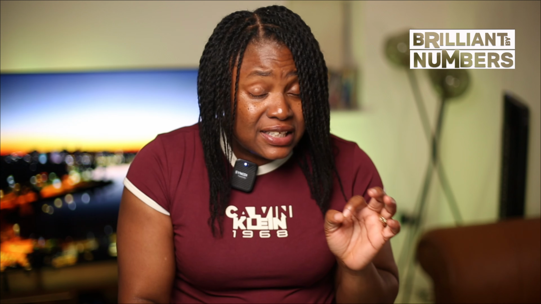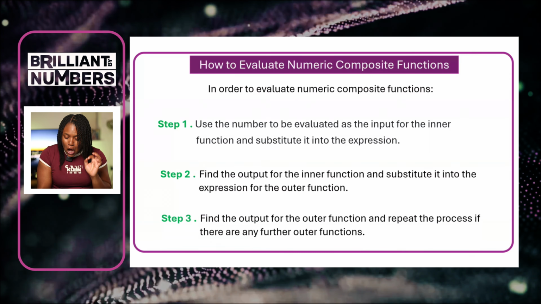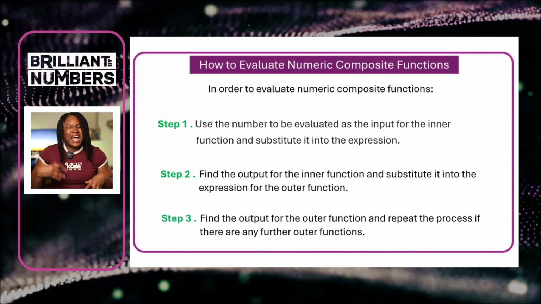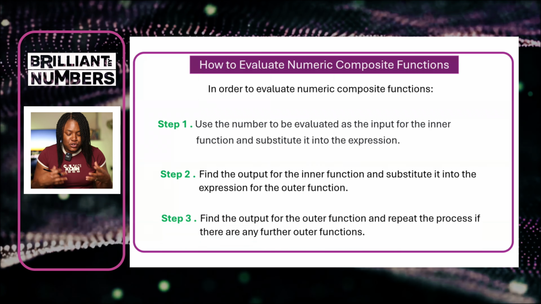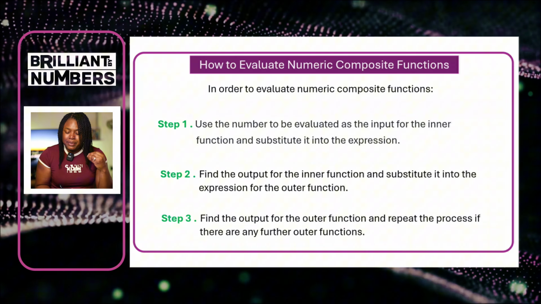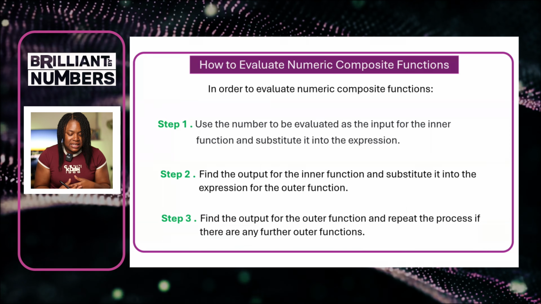The third and final step is to find the output for the outer function, and you could get multiple functions. So what you would do at this stage is just keep repeating the process that we have outlined in the previous steps. So let's say you got f of g of h. You'd have to do h of x first, then put that into g of x, then put that into f of x. So it's a repeated process here. Now we're going to look at 3 examples to qualify those steps that we talked about.